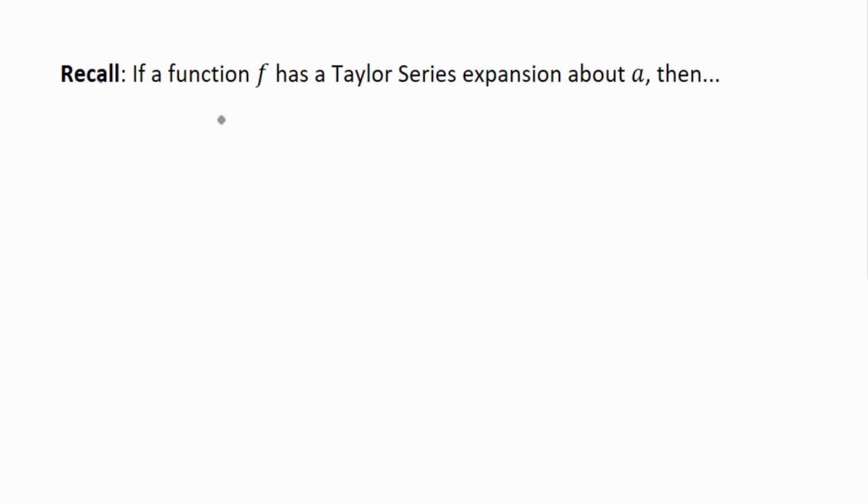We need to write down the Taylor series again. If a function f has a Taylor series expansion about a, then f of x is equal to the sum n equals 0 to infinity, the nth derivative of f evaluated at a divided by n factorial times x minus a to the n.